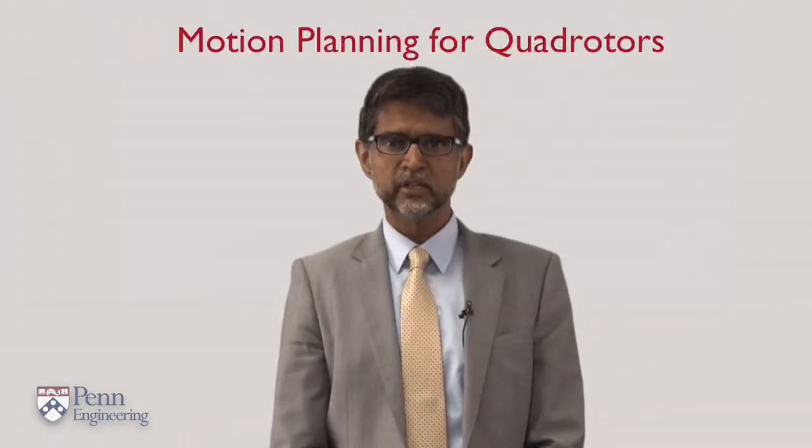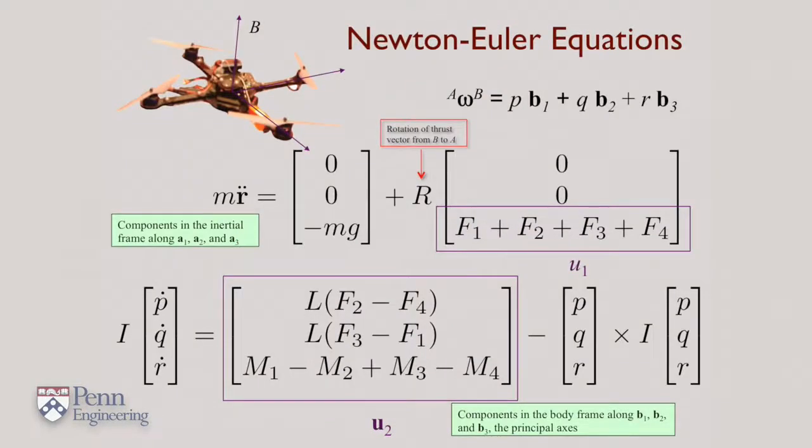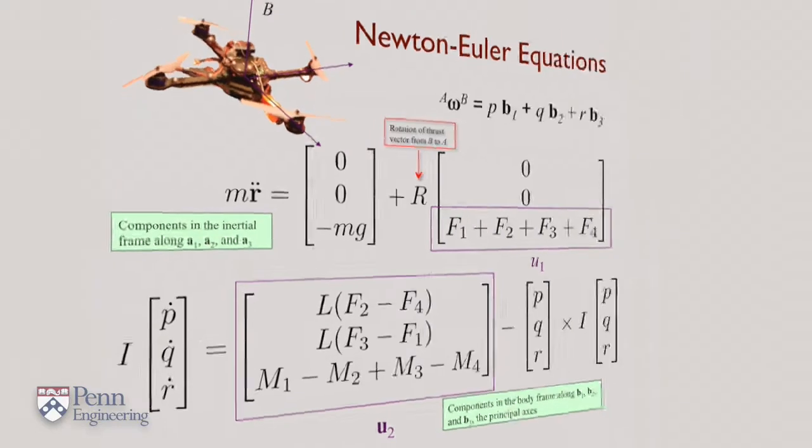We're now ready to apply what we've learned to quadrotors. Let's recall again the dynamic equations of motion, the two sets of inputs, u1 and u2, and remember, we're now trying to generate trajectories in terms of the quadrotor position and trying to figure out how we want to control the motors to drive the vehicle to those trajectories.